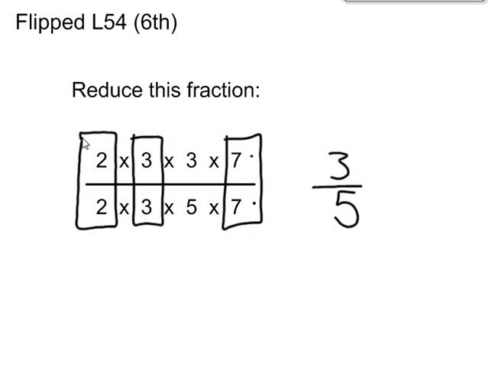So by finding like terms, numerator and denominator that are the same, we can reduce fractions, right? We're looking for those similarities, looking for the number 1. 2 over 2 is 1. 3 over 3 is 1. 7 over 7 is 1. And so that's our first look at reducing fractions.